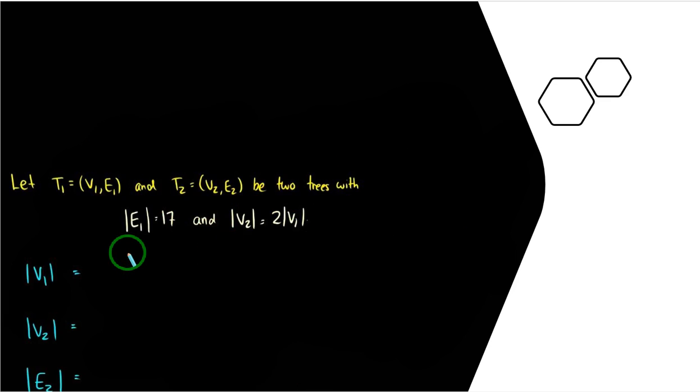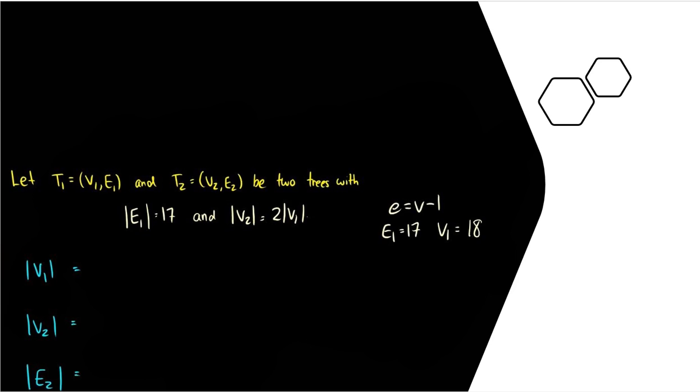So we have a 2-3 tree, where t1 and t2 have 2-3, and e1 is equal to 17 and v2 is equal to 2. E1 is known, so we need to find out v1, v2 and e2. According to the formula we have, we put in the value of e1, which is 17. So what will v1 be now? v1 will be 18.